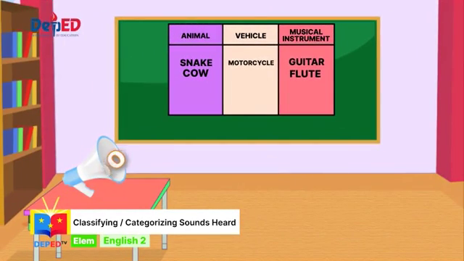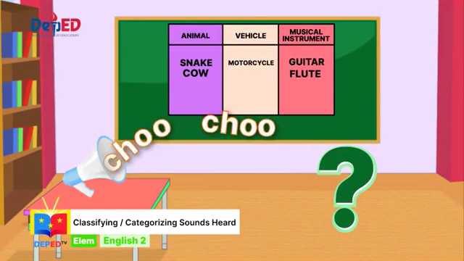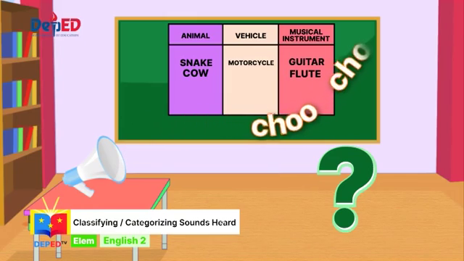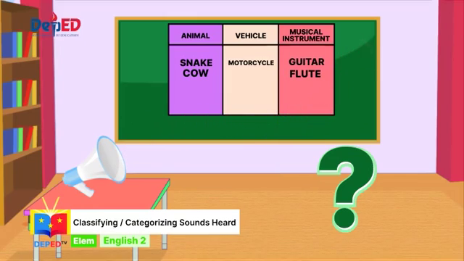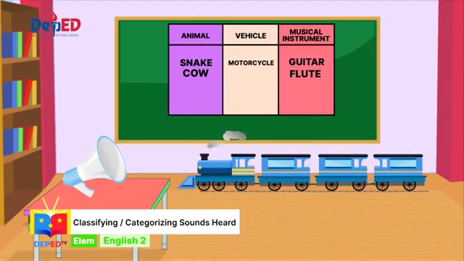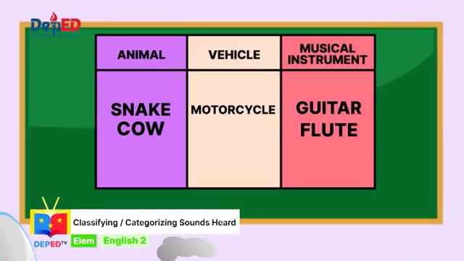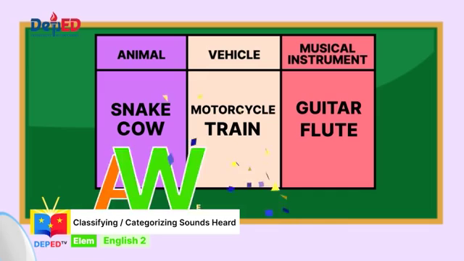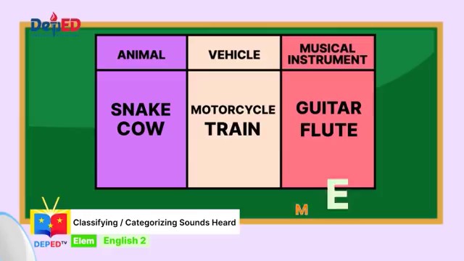Let's listen again. What produces this sound? Correct! It's a train. Which column are we going to put the word train? Exactly! In the middle column, vehicle. If yes, then it means you really did a good job, and that's awesome.